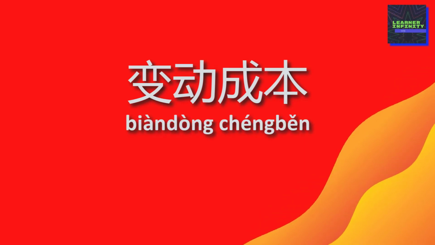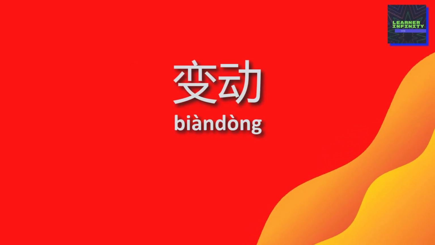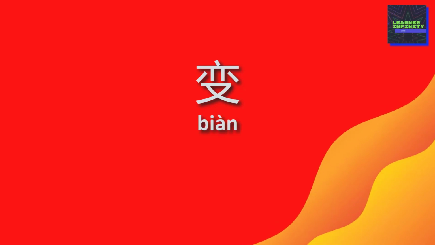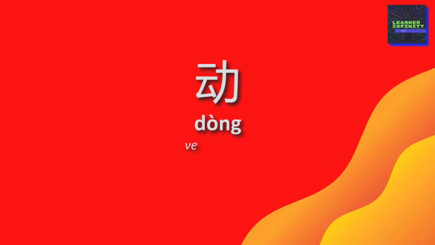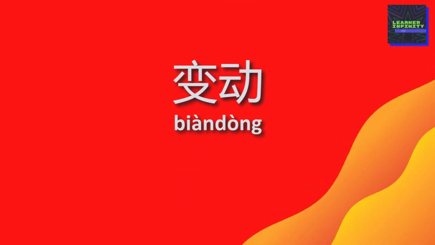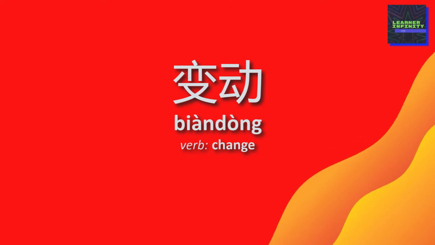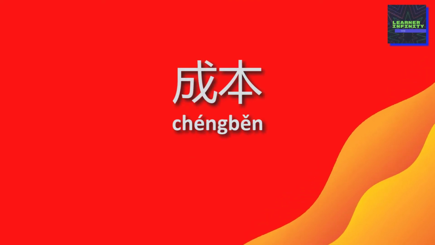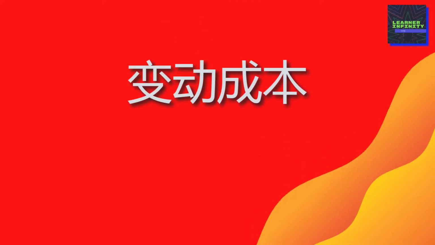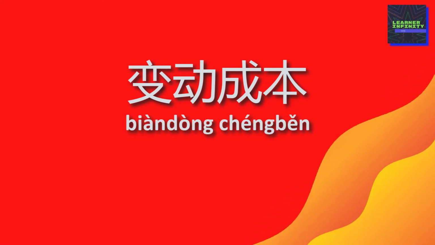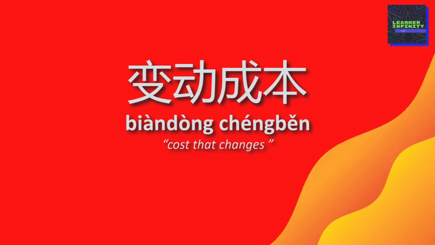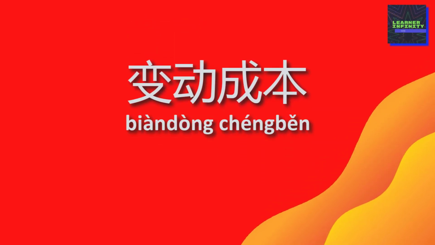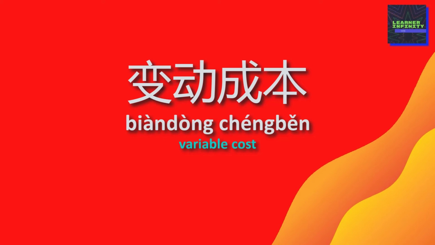变动成本. Let's discuss the word 变动. The Chinese character 变 is a verb defined as to change. Another verb, 动, means to move. Adding together these two characters, 变动 will eventually result in a verb which means to change. And again, 成本 means cost. Combining these two words, 变动成本 literally means cost that will change. Can you guess which accounting term we are talking about? 变动成本 means variable cost. I hope you got it right.